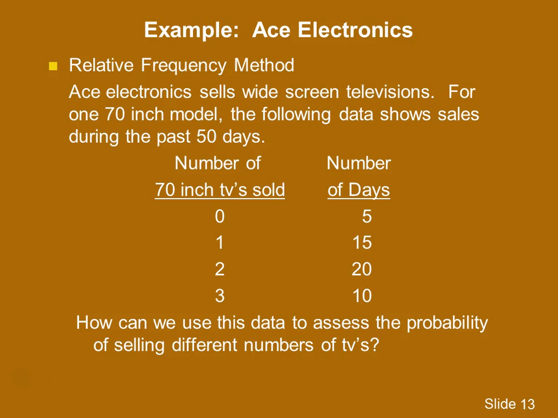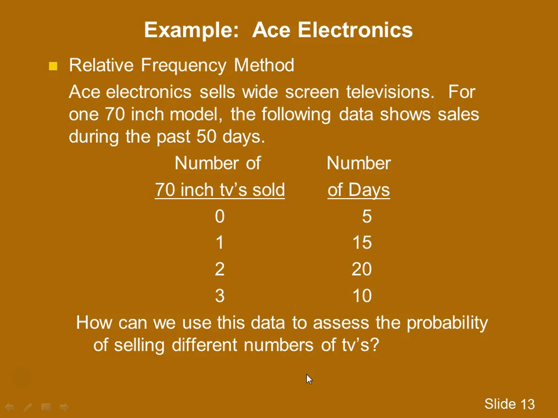Let's take a look at an example, and we'll see this relates back to an earlier module where we talked about relative frequencies. Let's say Ace Electronics sells widescreen TVs, and for one particular 70-inch model, we have some sales data here over the past 50 days. Over the past 50 days, they sold between 0 and 3 of these TVs each day. 5 days they sold none of them, 15 days they sold 1, 20 days they sold 2, and 10 days they sold 3.